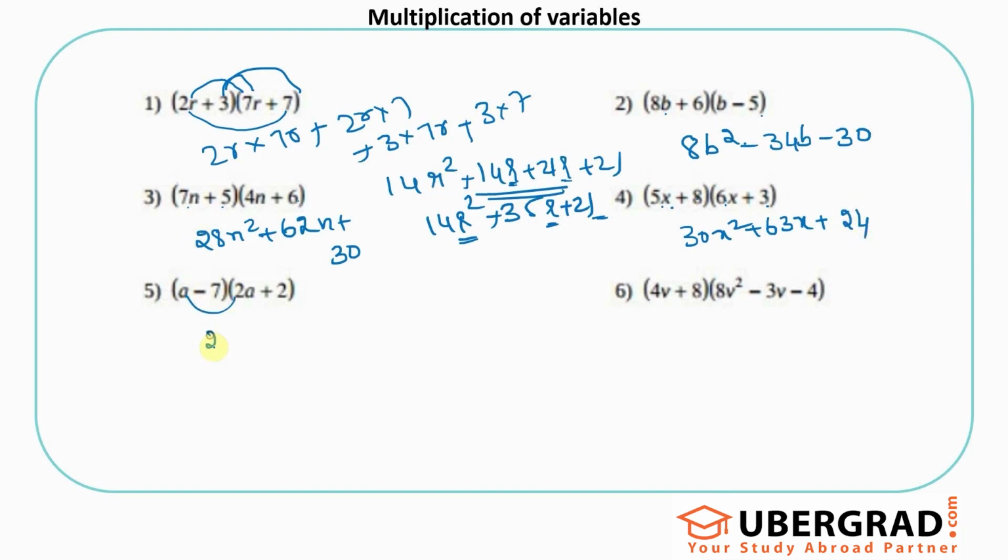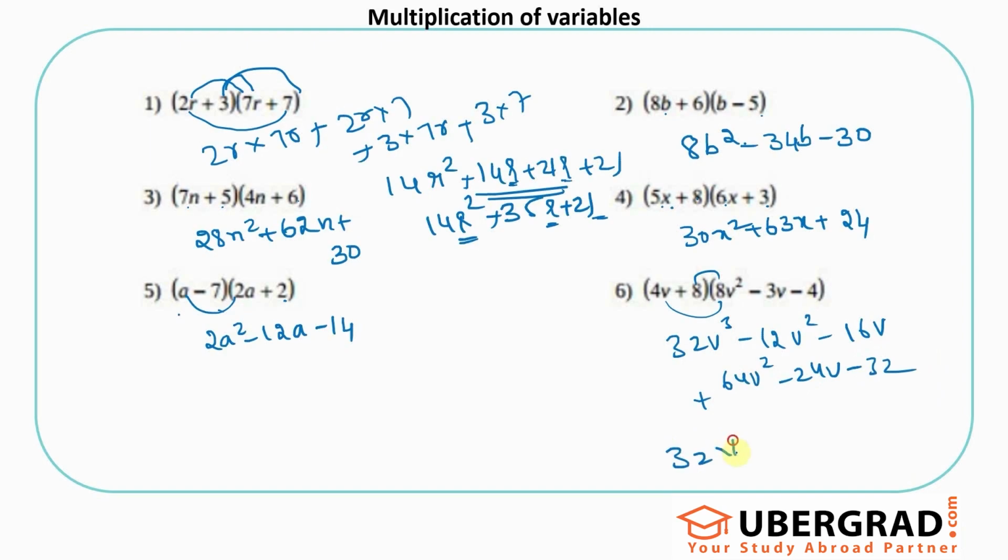And this is a into 2a is 2a square, a into 2 is 2a, minus 14a, that will be minus 12a, 2 into minus 7 is minus 14. 4v into this will be 32v cube, this will be slightly complicated, minus 12v square, then minus 16v, then plus 8 8s are 64v square, minus 24v minus 32. So 32v cube will not be touched because there is no other v cube. Minus 12 plus 64 will be 52v square, minus 16v minus 24v is minus 40v, and then minus 32. That's how you do the multiplication.